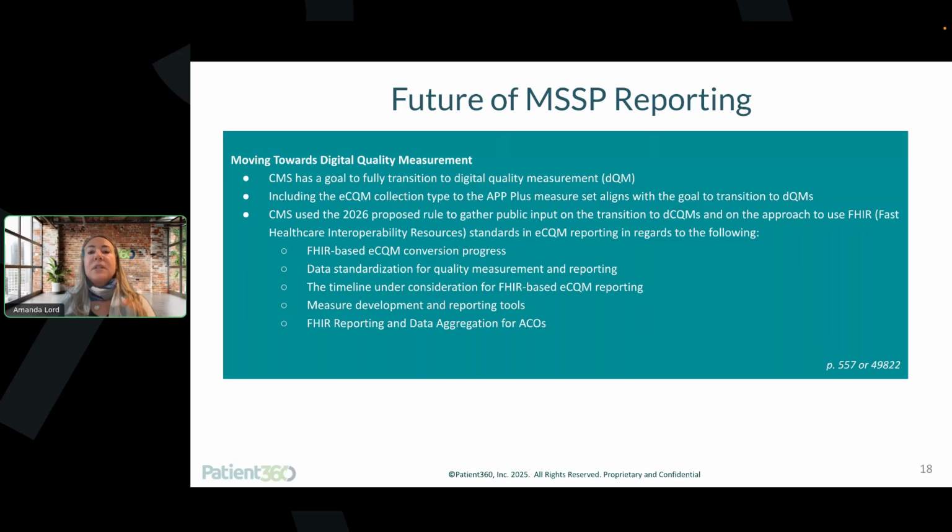And then the need for CMS provided tools and resources. So P360 gave CMS a roadmap of necessary tools, including a developer sandbox, an enhanced Cypress testing tool, a FHIR to QRDA conversion tool to serve as a transitional bridge.